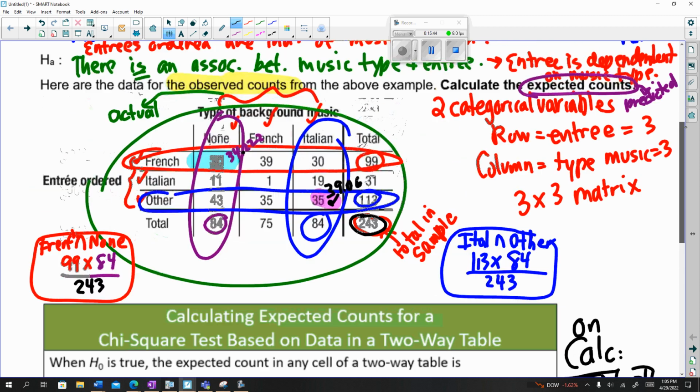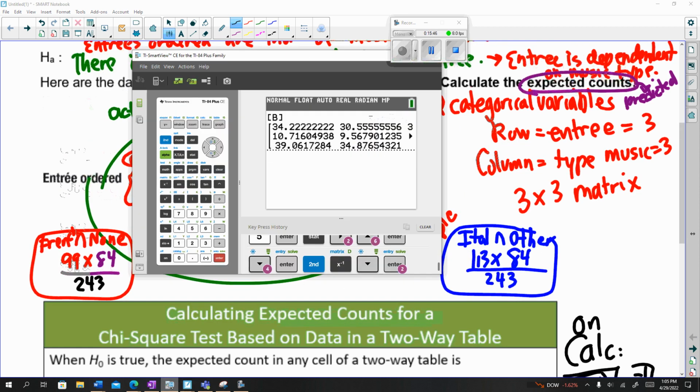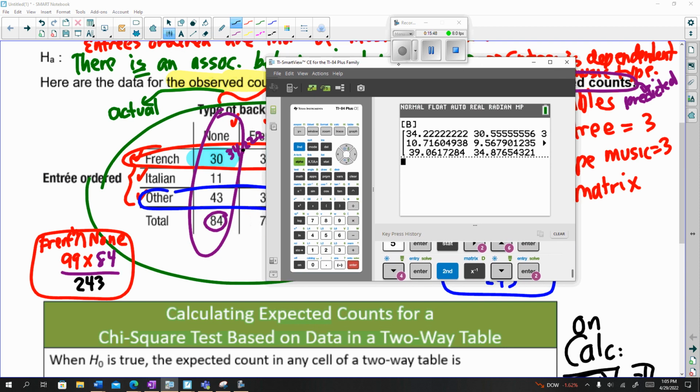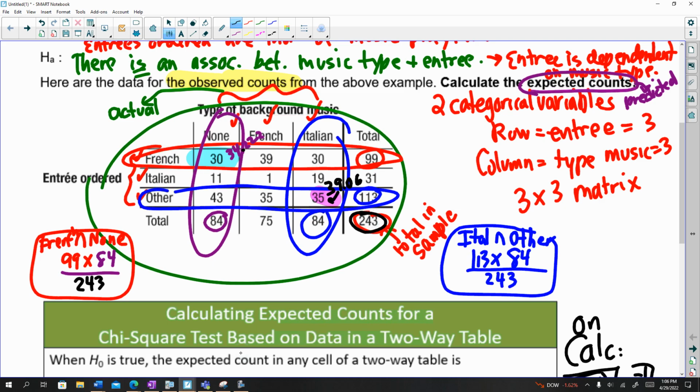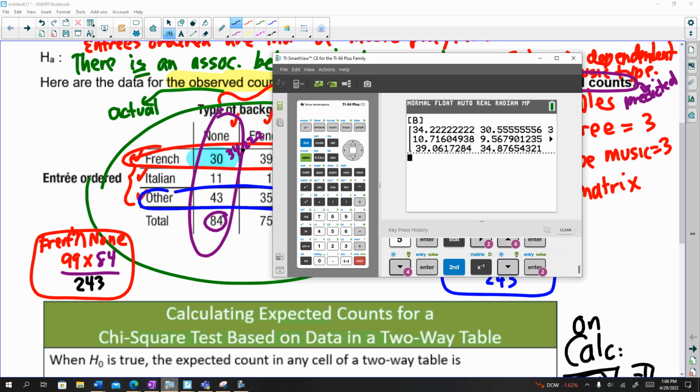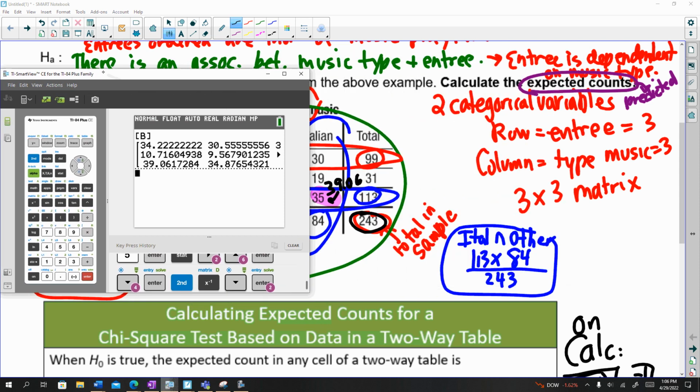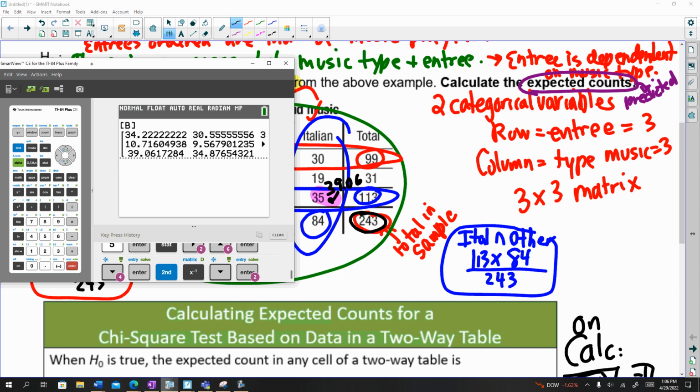If you go back up to the one that I calculated by hand, do you remember we calculated the first one by hand, which was 34.22. That was French and none. If you look on here on the top left, that corresponds to 34.222, French and none. If I look on the right-hand side here at Italian and other, go to the right with your cursor, you're going to see the one I got, 39.061 on the bottom right.